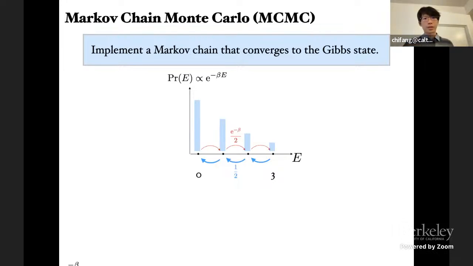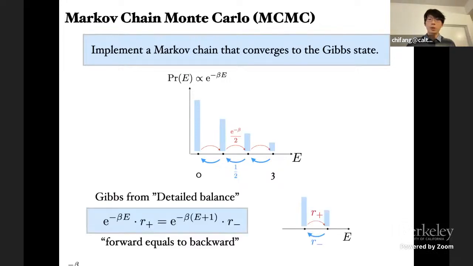And so you can convince yourself that if you want this Markov chain to go to 0, then these arrows should have a stronger bias toward the lower energy states. However, more precisely, if you want the stationary distribution to be the Gibbs state, then you have to choose this transition weight a little more carefully.